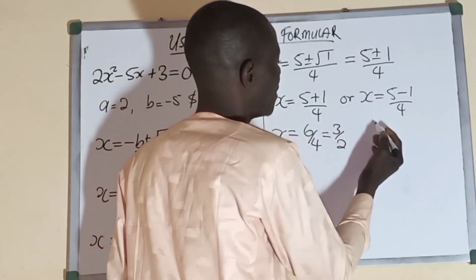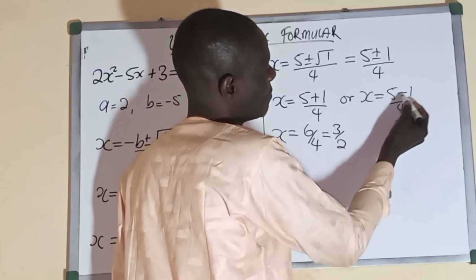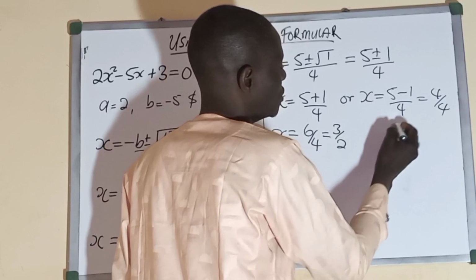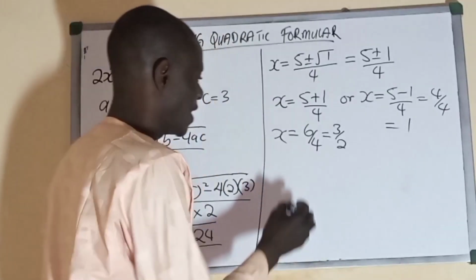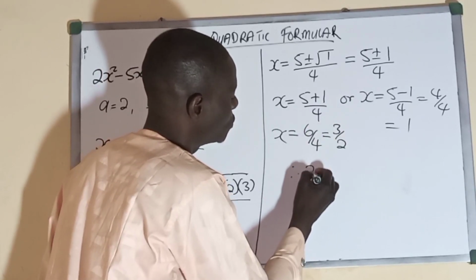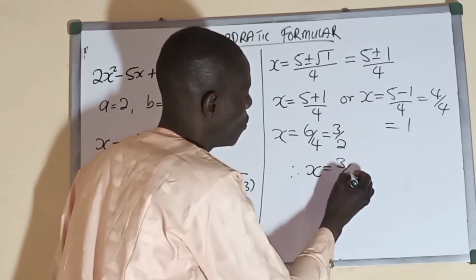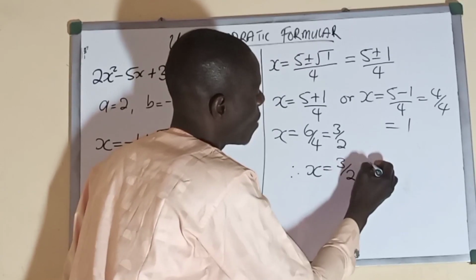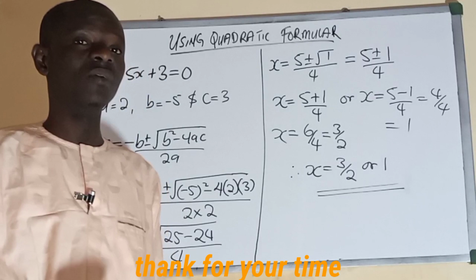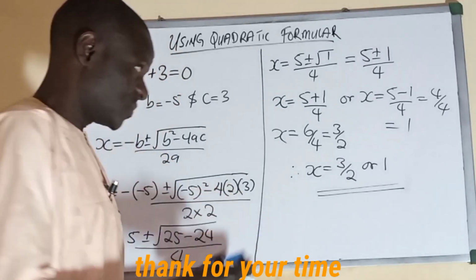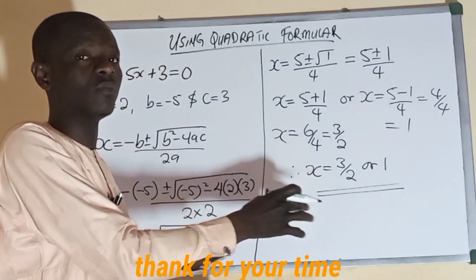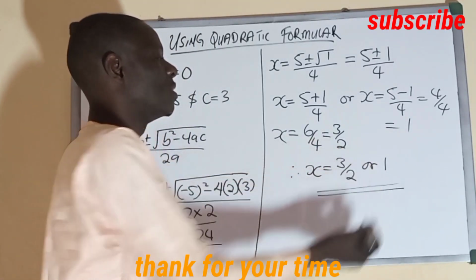And here also we have x. We have 5 minus 1 will give us what? 4 all over 4, which is equal to 1. So therefore, the value of x is what? Is either 3 all over 2 or 1. Very simple. Either of these will give us our value. So it's very simple. We consider we have found the values of x, which are 1 or 3 all over 2.